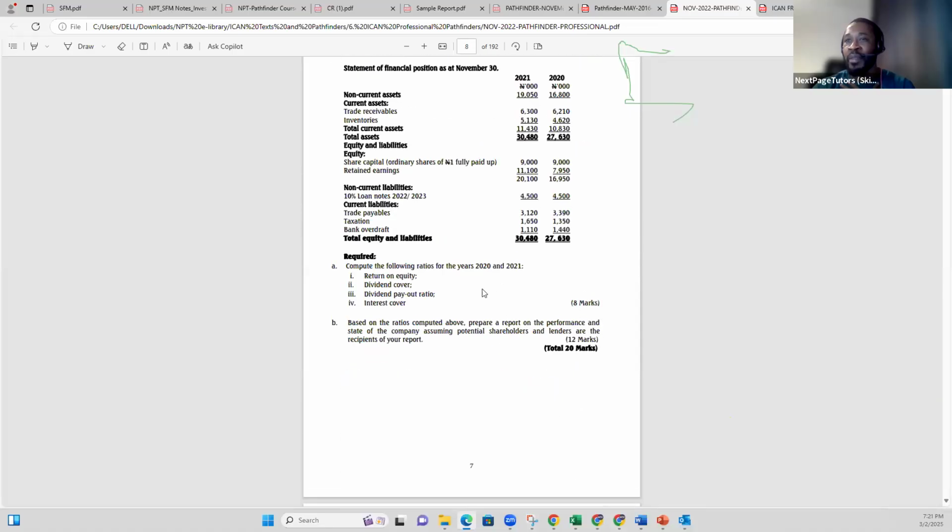I won't accept it. Based on the ratio computed above, prepare a report on the performance and state of the economy, assuming potential shareholders and lenders are recipients of your report. Okay, maybe they consider the audience now, to assume that it's not all of them that would know the purpose of each of the ratios. Will that make sense?